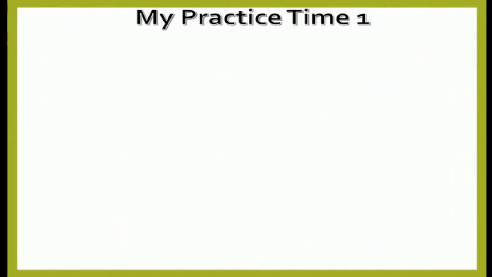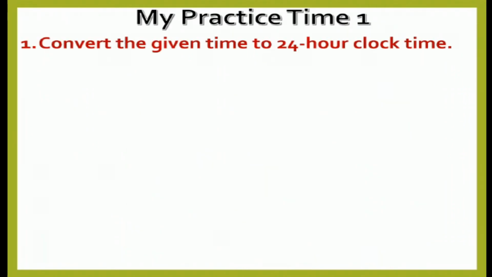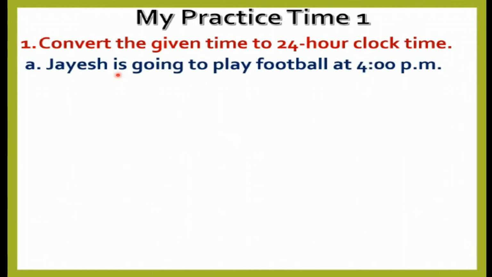Now let's solve my practice time 1, children. Question number 1 is convert the given time to 24-hour clock time. Question A: Jayesh is going to play football at 4 p.m. So this 4 p.m. we have to convert into 24-hour clock time. In 24-hour clock time we don't write AM or PM, so we will remove this PM. After that we have 4 PM, so we have to add these 4 hours to 12 hours. So we will be getting 16 hours. So the answer will be 16 hours.